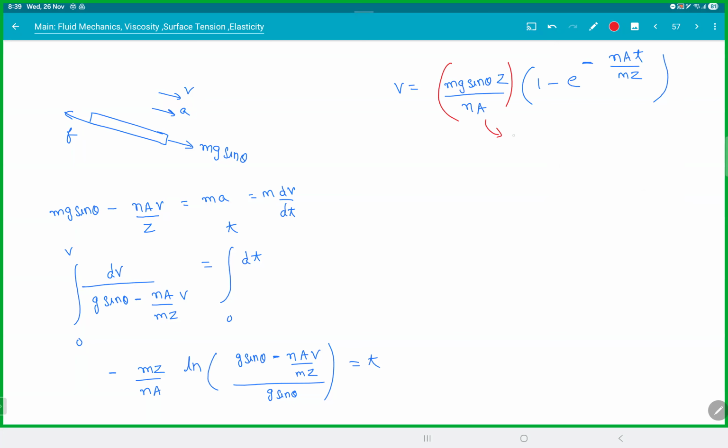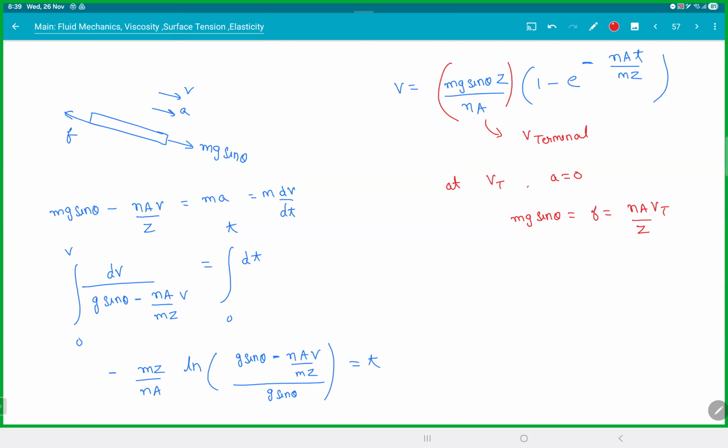If you just want to find v terminal, you need not do this much. At terminal velocity, acceleration will be 0. So you can directly say mg sine theta is equal to friction, which is equal to eta A v terminal by z. So you'll get the answer in one step. Clear with that. If you just want to find the terminal velocity, that's easy.